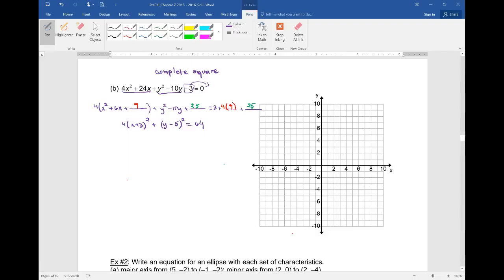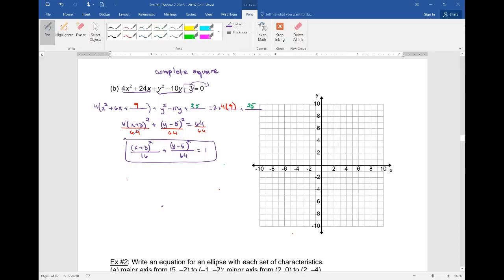Because what's the equation of an ellipse supposed to equal? 1. What do you do to the 64 to make it a 1? You divide by 64. Divide by 64, divide by 64, and now look at what happens. It's almost magical. It's x plus 3 squared over, what happens when you reduce these two numbers, 16, plus y minus 5 squared over 64 is equal to 1, and that's your equation of an ellipse.